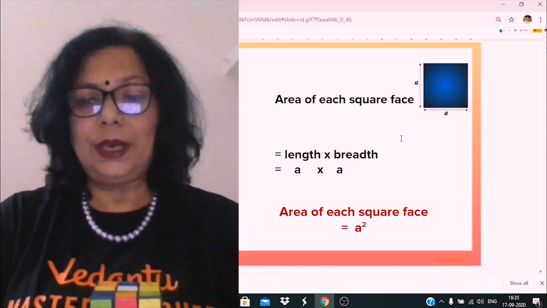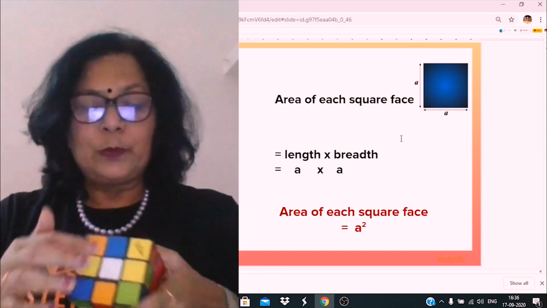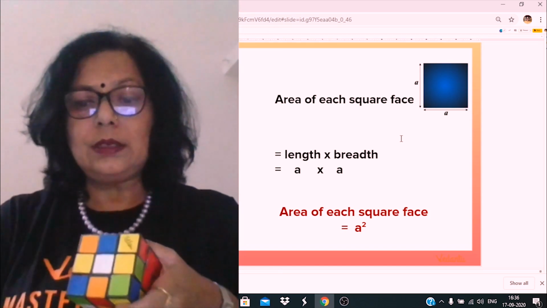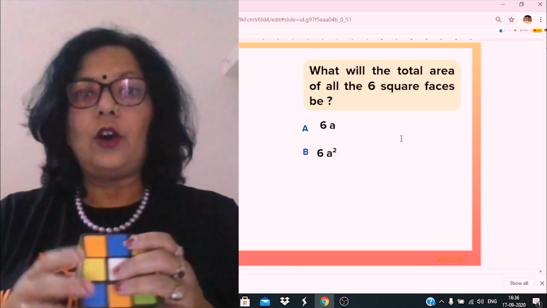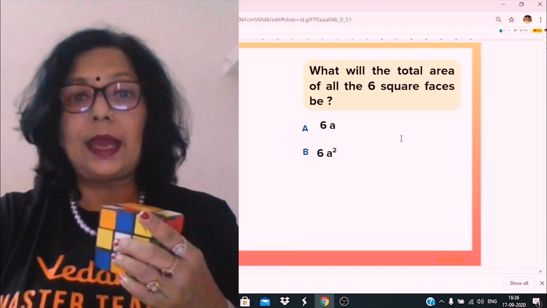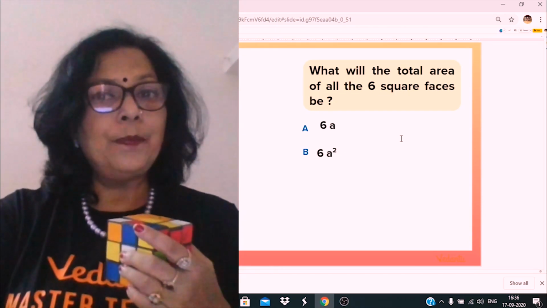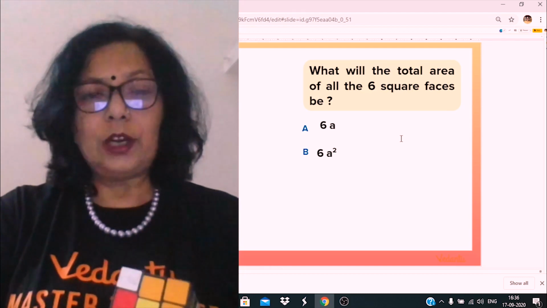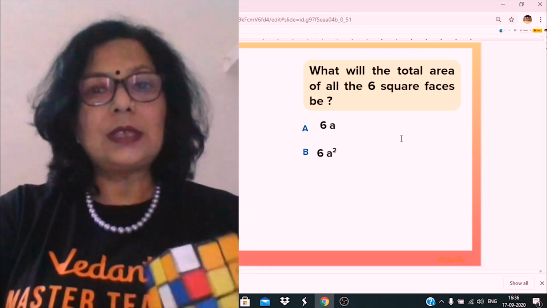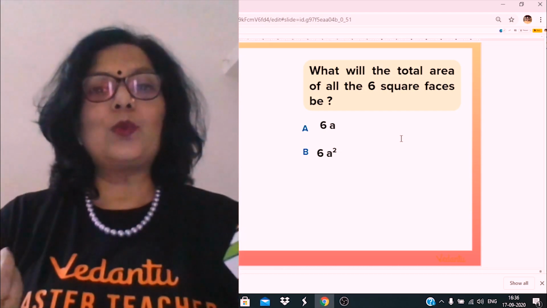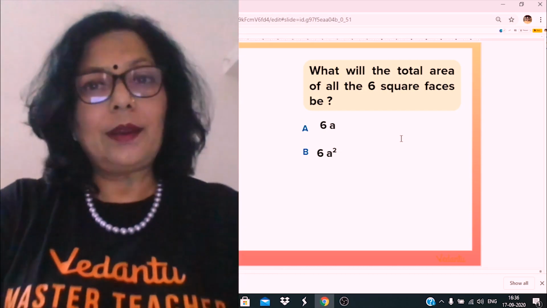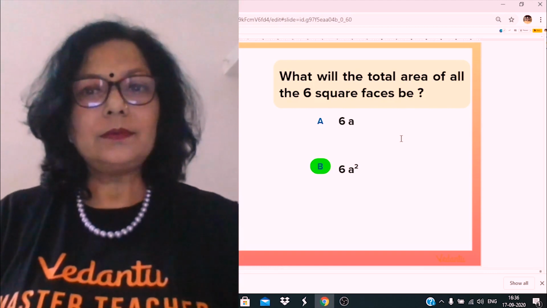Area of each face will be side into side, so the area of each square is A square. What will be the total area of all the 6 square faces then? It will be 6A, or 12A, or 6A square. Simply, one face is A square, so 6 faces will be 6A square. Yes, you can answer it.